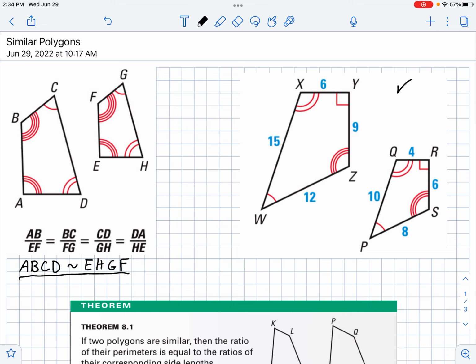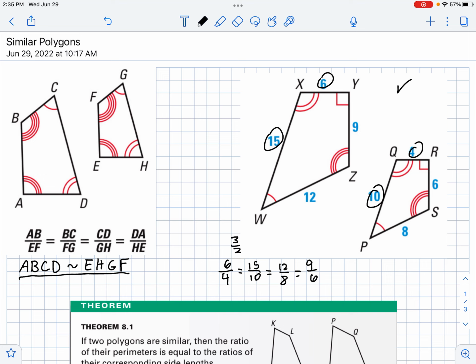Let's look at the corresponding sides. We've got 6 over 4. Those sides correspond. Looks like 15 would correspond to 10. And then 12 to 8. And then 9 to 6. Now, I put equal signs in here, and I was a little presumptuous because I didn't really calculate what it was. But if this equality holds for every one of these, then those two polygons are similar. So here we go.